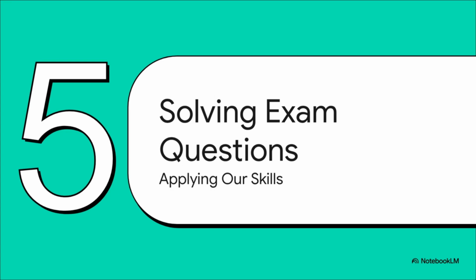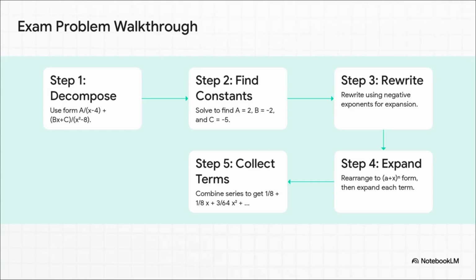All right, we've seen the main method, and we've seen two of the trickiest variations. Now let's put everything we've learned together and apply it to a full exam-style question. This is where we see if we can do it under pressure. This exam question really has everything. Step 1, we spot the quadratic and set up our partial fractions with a bx plus c on top. Step 2, we find our constants. Step 3, we rewrite them so they're ready for expansion.